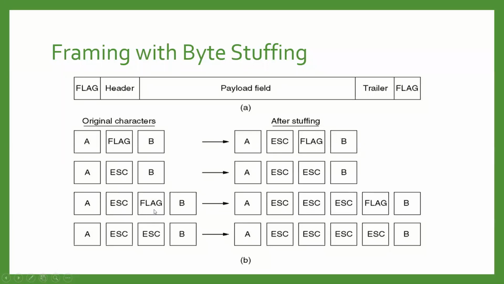If we have ESC flag in the original data, then for every accidental byte or accidental pattern, we can just stuff ESC and ESC over here. If we have two ESC, then it will become 4 ESC while we are transmitting. But when the receiver side data link layer receives the data, it will remove these newly added ESC bytes, and then only the original data will be transmitted to the receiver.